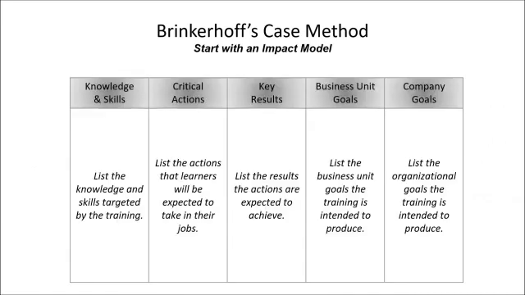And one of the nice things that Brinkerhoff talks about is the impact model. You can see it's five points here: knowledge and skills, critical actions, key results, business unit goals, and company goals. What I really like about this is that it's a really good way to communicate with our stakeholders. They get it. It's simple enough. It doesn't overwhelm. Very straightforward.